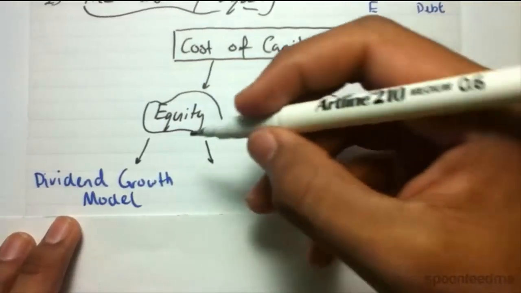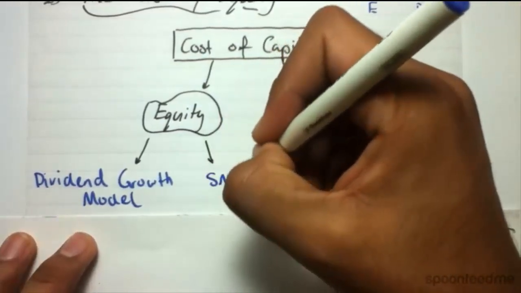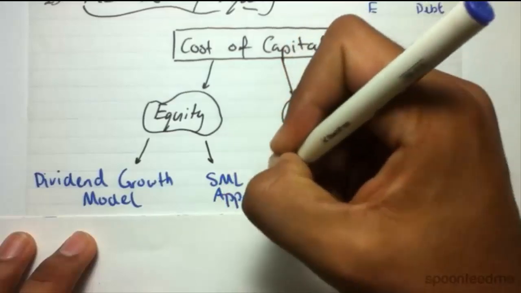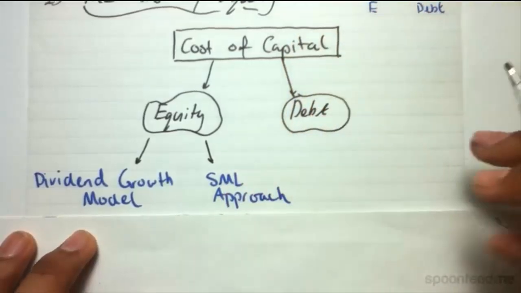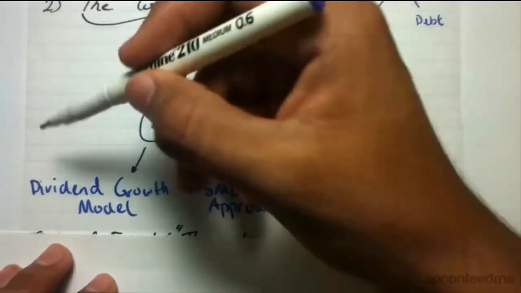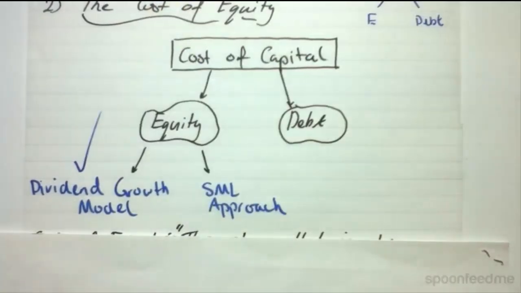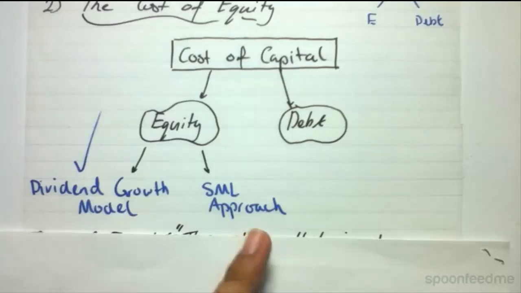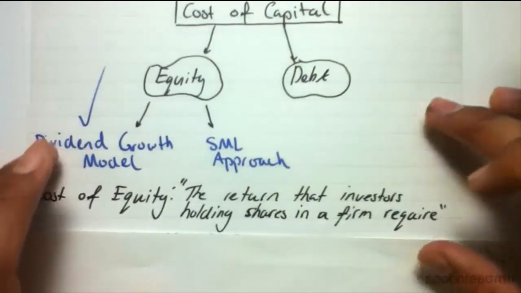And the second is the SML approach. Remember the SML from previous videos? Well, we're going to be using that. And in this particular lesson, we're going to be looking at the dividend growth model. Next lesson, we'll look at the SML approach alongside debt.